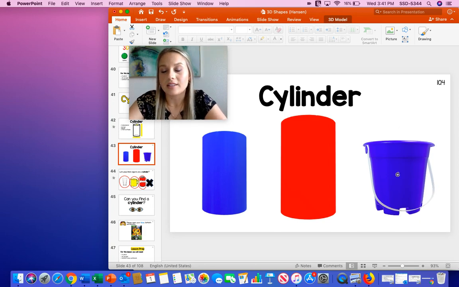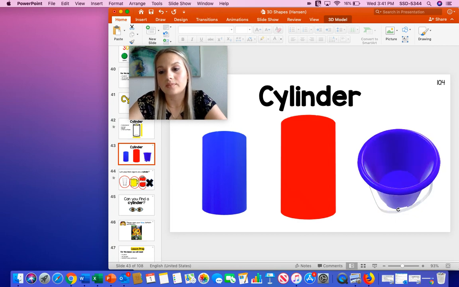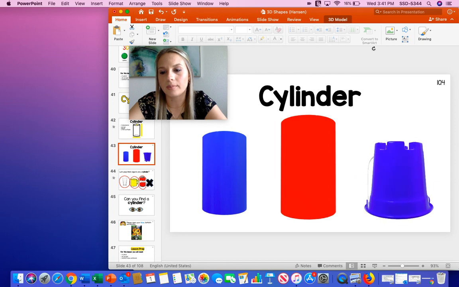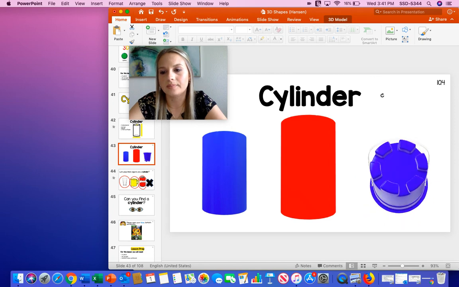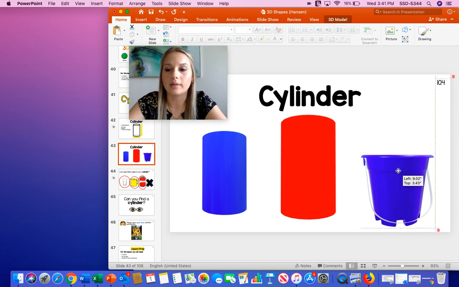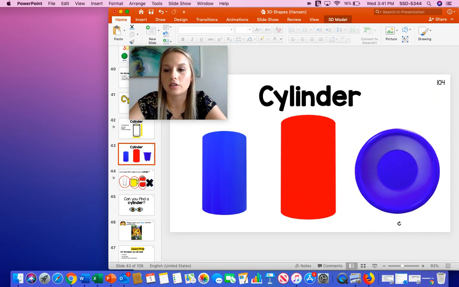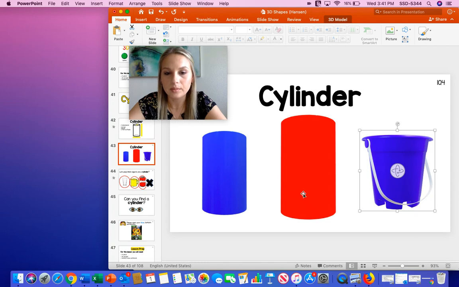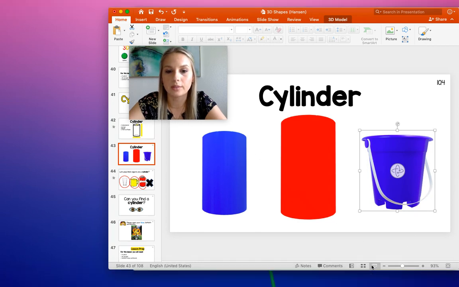Let's see if a bucket has two flat surfaces. One on the top. Yep, I could lay it down on the top, right? And one on the bottom. That's two flat surfaces. If I turn it this way, we just look at it. It's nice and round and curved, so we know that makes it a cylinder. This one's kind of tricky. All right, we're going to play a game.